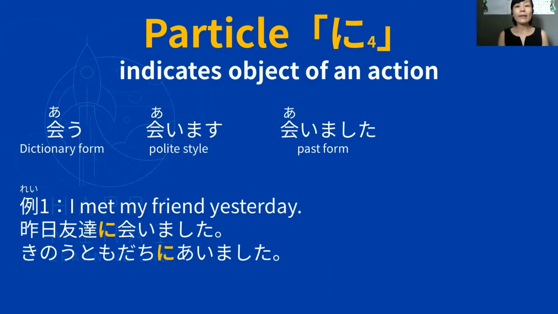All right, number 4 function. It indicates the object of an action. For example, over here we use the verb 会う, which is the dictionary form. The polite style is 会います, and the past form is 会いました. For example 例1: I met my friend yesterday. Yesterday means 昨日, friend is 友達. 昨日友達に会いました。It tells the direct object of an action.